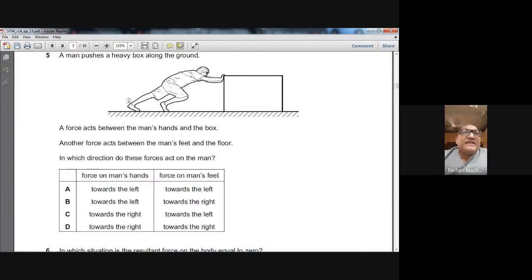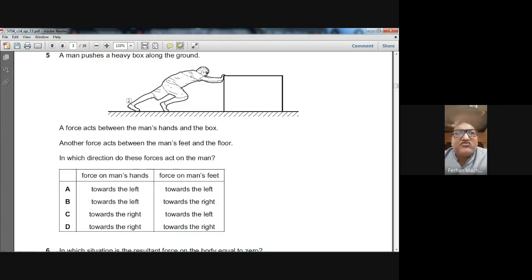A man pushes a heavy box along the ground. A force acts between the man's hand and the box. Another force acts between the man's feet and the floor. In which direction do these forces act on the man? You see, the man with his hands applies force on the box towards the right. So the box will apply force on the hands towards the left. So the force on the man's hand will be towards the left.